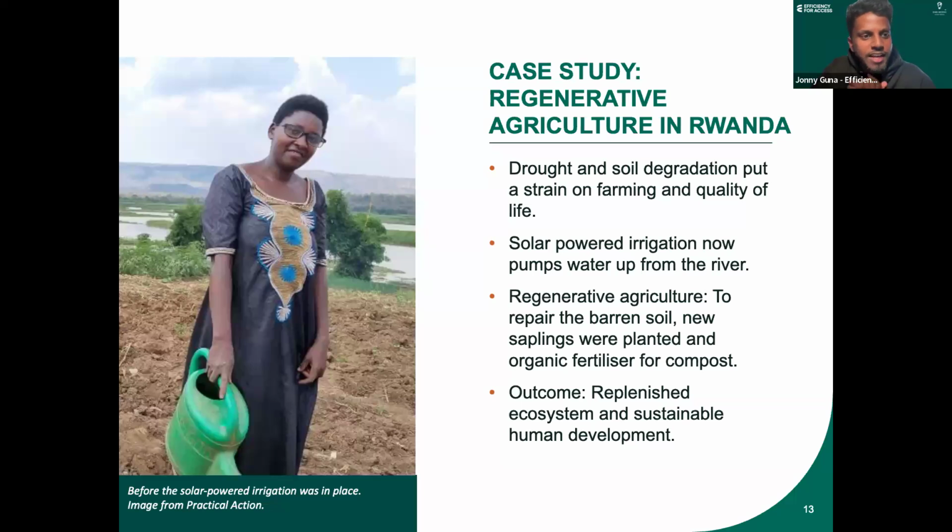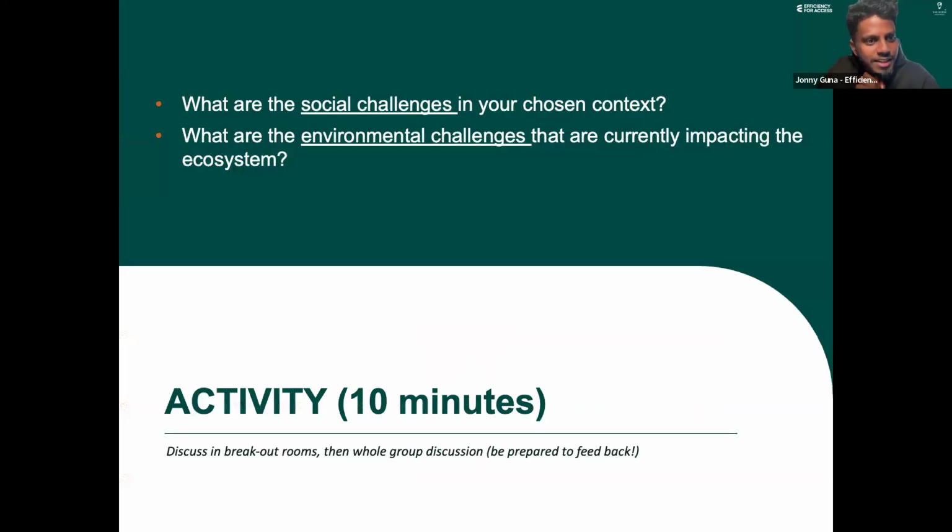So I think we've got an activity now, Tom. Rachel's going to very kindly assist us with this by putting everyone into breakout rooms. The main thing that we want to see is good conversation about what are the social challenges in your chosen context, so everything to do with people. What are people struggling with? And what are some of the environmental challenges that are currently impacting the ecosystem? So social and environmental being the keywords.